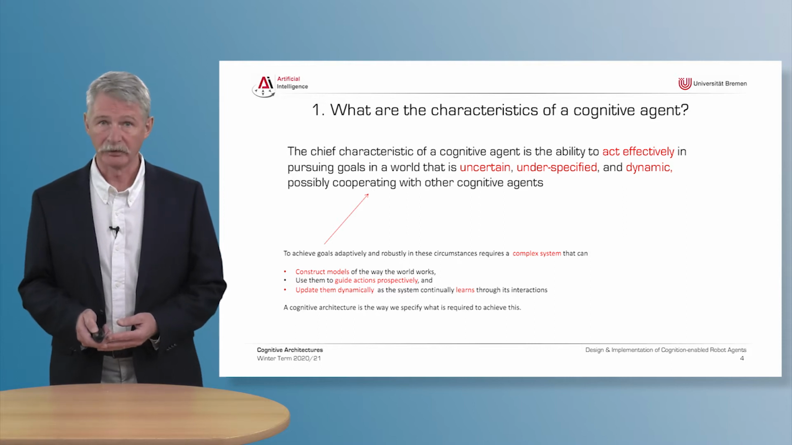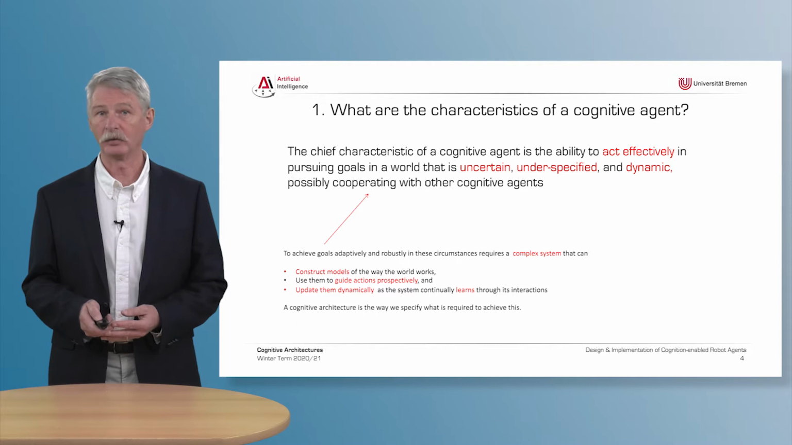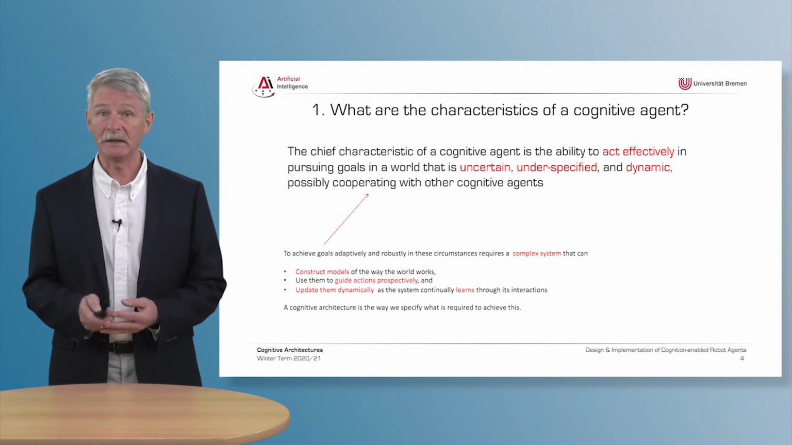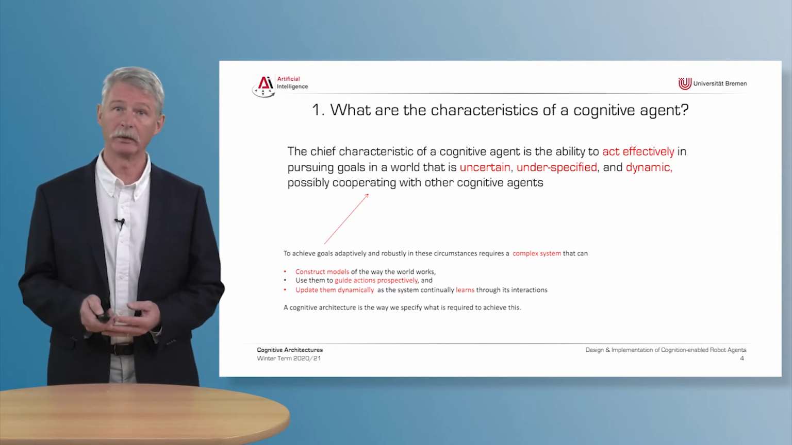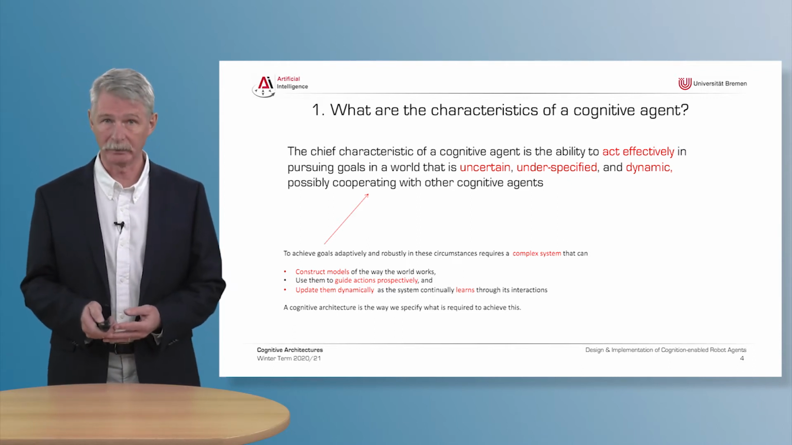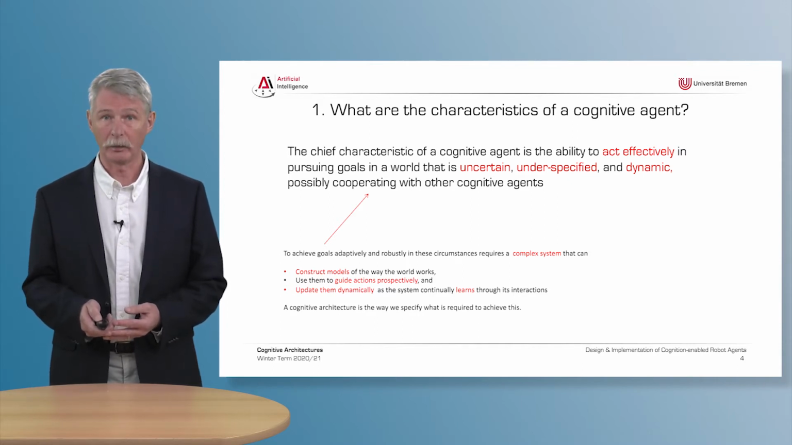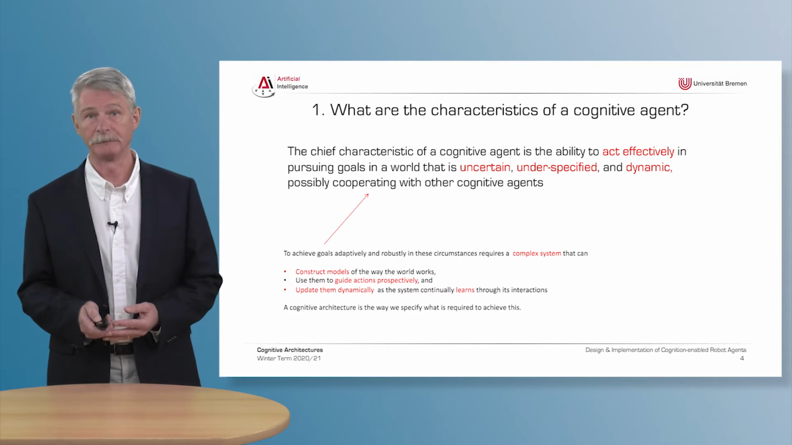The main characteristic of a cognitive agent is that it can act effectively when it is pursuing goals, even though it is working in a world where there is uncertainty, even though the tasks may not be completely specified, and even though the world is continually changing. And it can do it while cooperating with other cognitive agents.